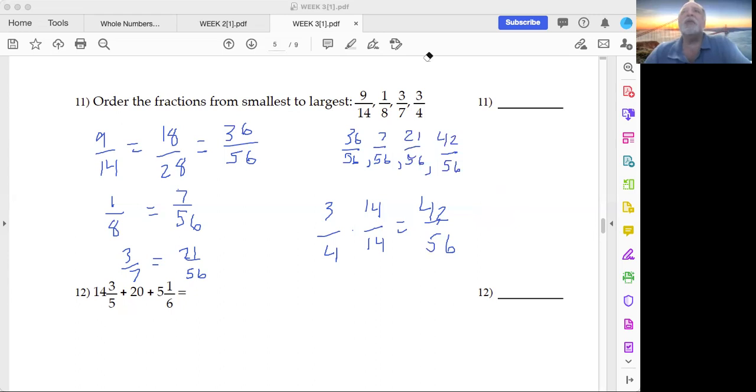So now we can arrange numbers from small to big, right? Because all we have to do now is look at the numerators, okay? So when we do that, the smallest one is going to be 1/8. Put a line here so you know these answers, okay? The next smallest one is going to be 3/7. Okay. The next smallest one is going to be 9/14. And then the biggest one is going to be 3/4.